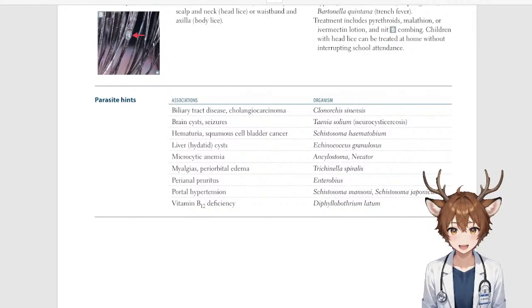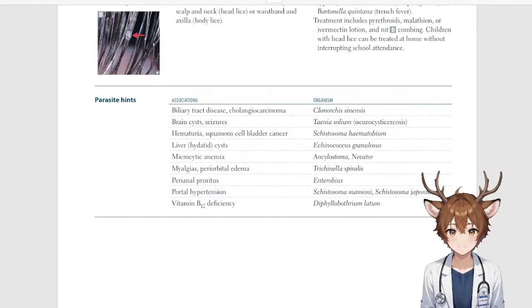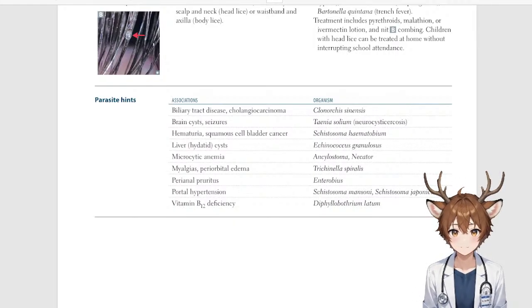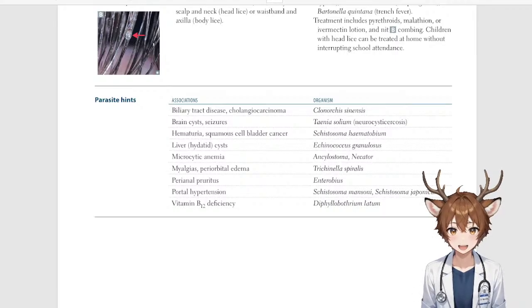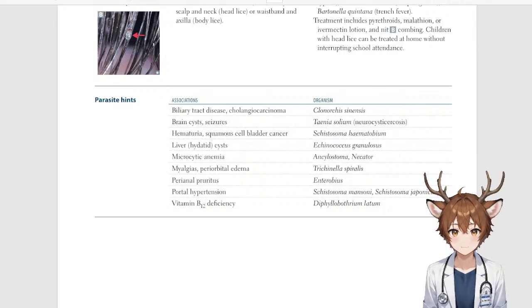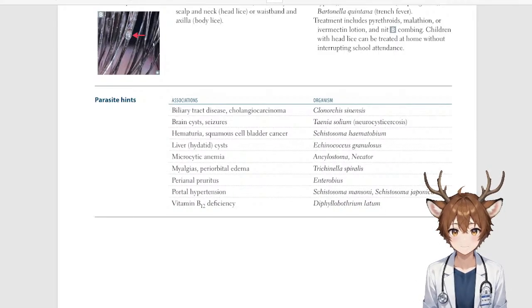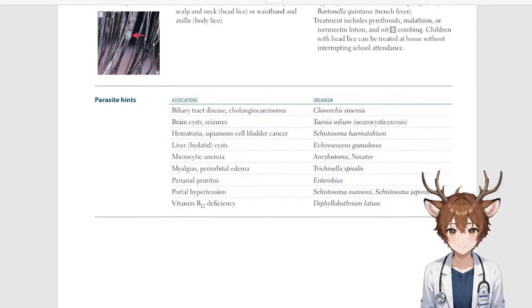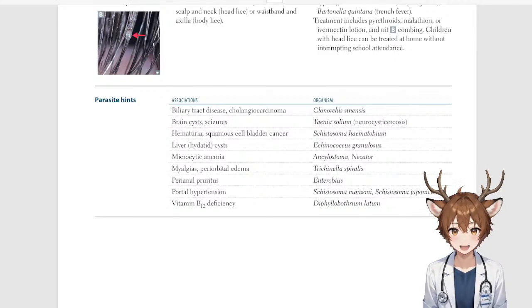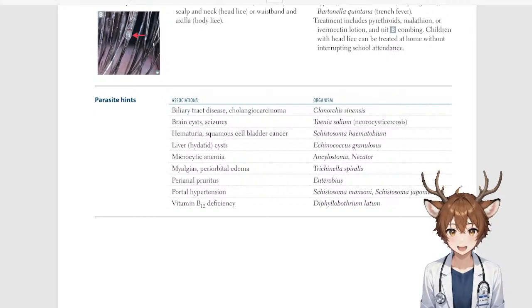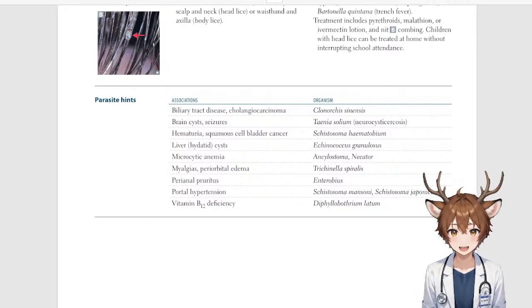Okay, important. Liver hydatid cysts, exposure to infected dogs. What should you think? Echinococcus granulosus. Iron deficiency anemia. What parasite should you think about? Ancylostoma and Necator. What about myalgias, periorbital edema? What should you be thinking about? Trichinella spiralis. So that's like trichinosis.